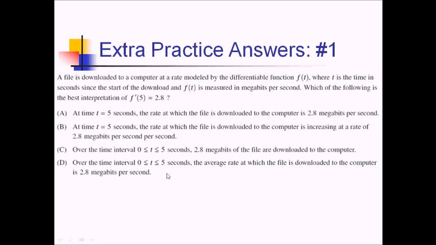So what we're saying here essentially is that at 5 seconds, the download rate is 2.8, because f is the download rate. It's a rate. It's downloaded at a rate modeled by f of t. So if you're taking f prime, you're taking the rate of the download rate. Since f of t has units of megabits per second, f prime is going to be megabits per second squared.